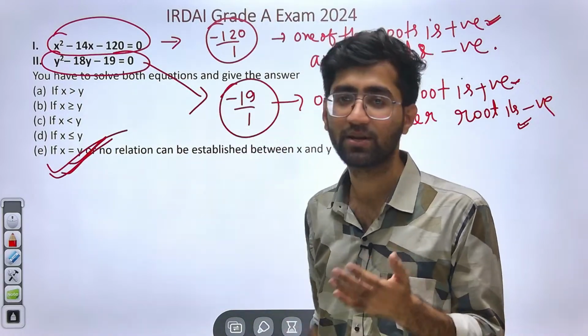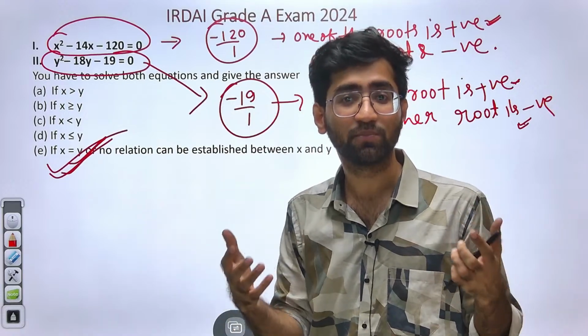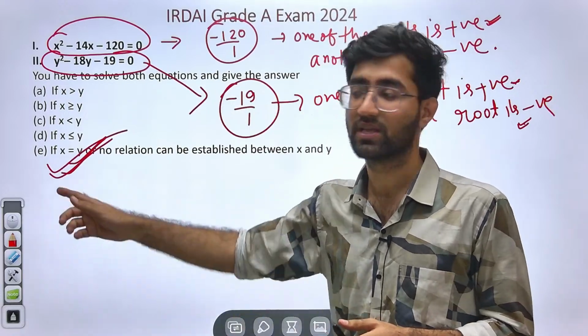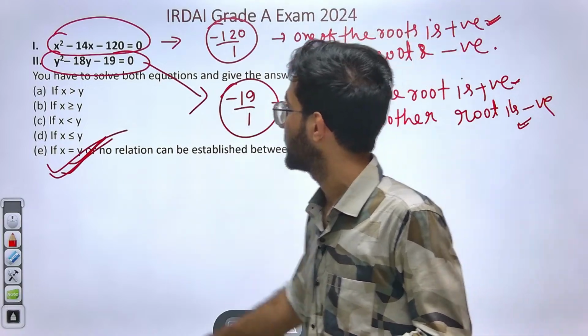So if you get this kind of question, you should be happy that we didn't have to find the proper values of x and y. So the correct answer is no relation can be established between x and y.